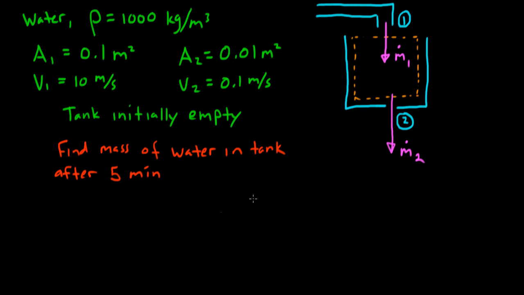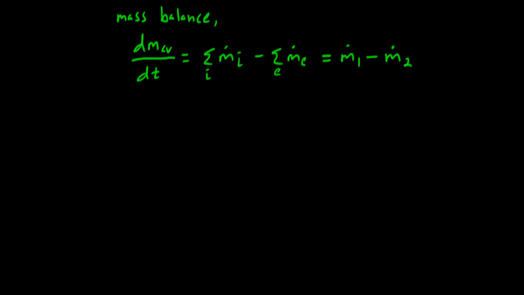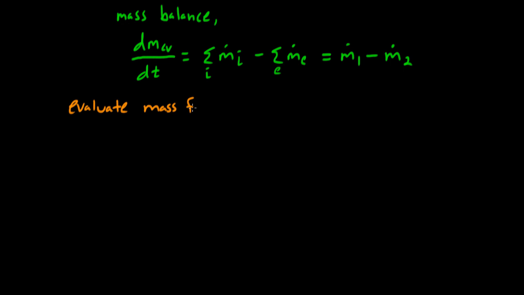Now, we apply the conservation of mass principle by writing a mass balance for the system. The rate of change of mass within the control volume is equal to the sum of mass flow rates into the system minus the sum of mass flow rates out of the system. For this single inlet, single exit system, the result is that the time rate of change of mass contained in the control volume is equal to the mass flow rate at Station 1 minus the mass flow rate at Station 2. Next, we can evaluate the mass flow rate.